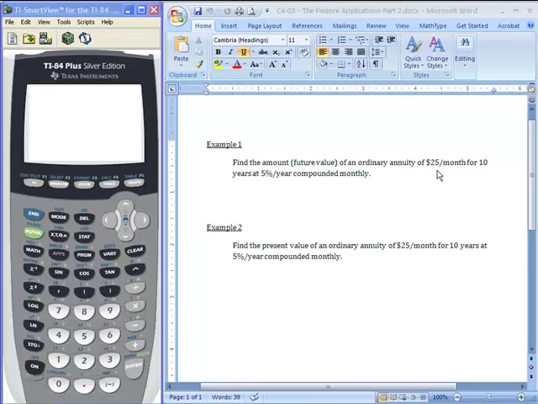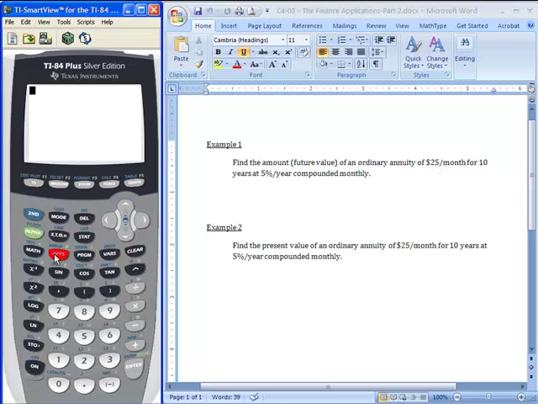And what we want to do is figure out what the value of all of those payments are. Obviously, the first payment is going to earn interest for 10 years, or just about. The second payment a little bit less. The third payment a little bit less yet, until we get all the way out to the very last payment, which actually doesn't earn any interest. And this formula is going to figure all that out for us.